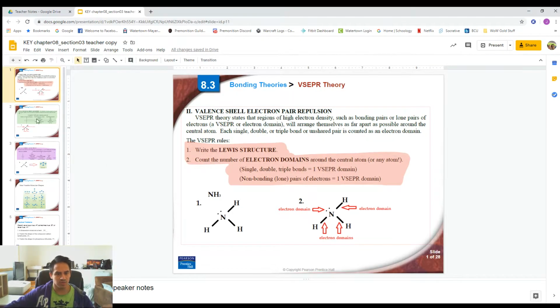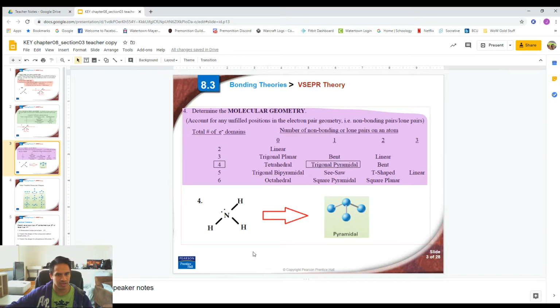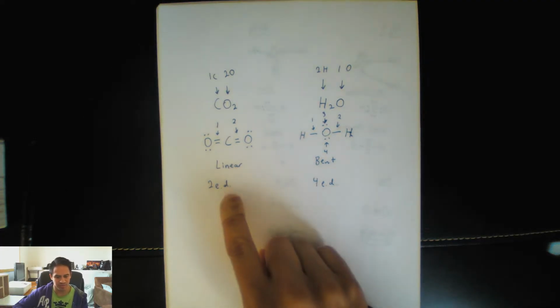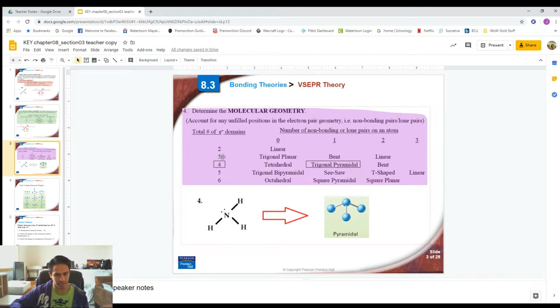Once we've counted electron domains, there's this chart here. This will tell us our VSEPR geometry or our electron geometry, which we're going to skip past for now, because what we care about is the molecular geometry. So using this chart, we're going to determine what the shape is of each of these. Looking back at our pictures, CO2 had 2 electron domains. So looking at our chart, the total number of electron domains is 2.